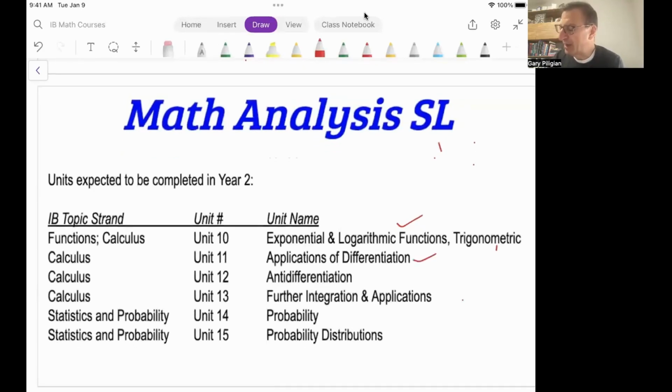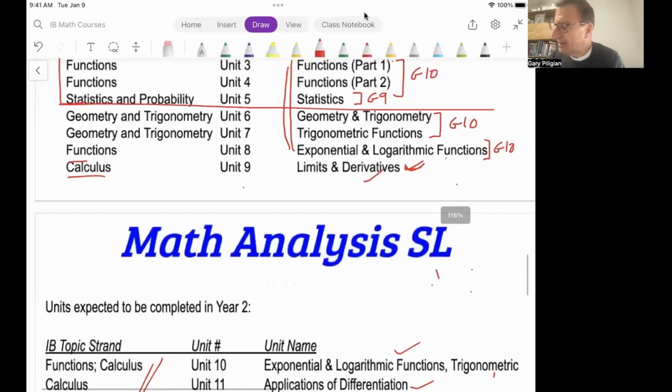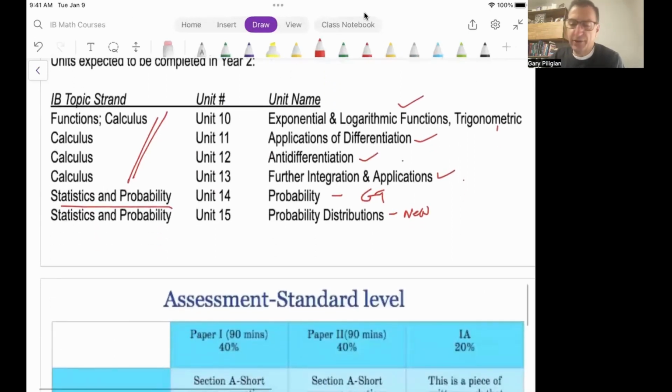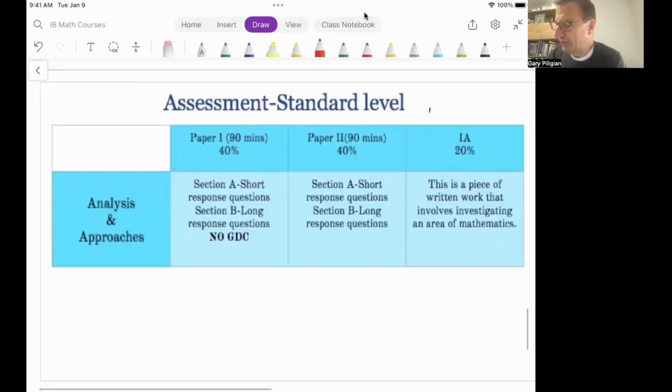Then we'll do a unit on applications of derivatives. Then we will get into a unit on integral calculus, and then another calculus unit on further integration. So you can see it's pretty calculus heavy in the first semester of your senior year, and then you'll shift gears and loop back into probability. That's like a grade 9 kind of topic, and then probability distributions, which will be new for most of us. And that is the course, 15 units.